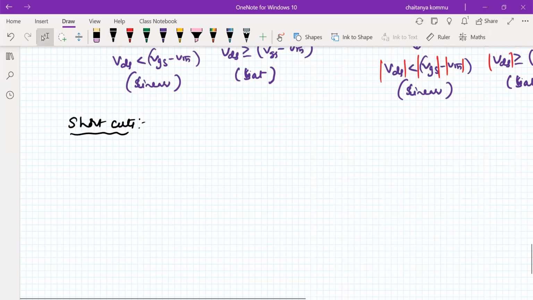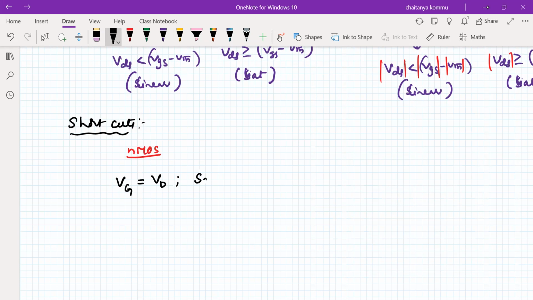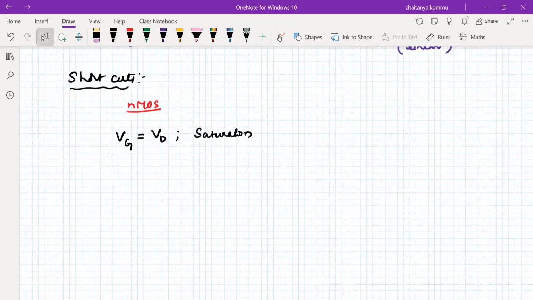What we do is that, suppose, let us consider an NMOS. If the gate potential is equal to the drain potential, the transistor is said to be in saturation. Just observe the potential at the gate and observe the potential at the drain. If the gate potential is greater than the drain potential, in this situation, it is said to be in linear, provided that these kind of things are applicable.